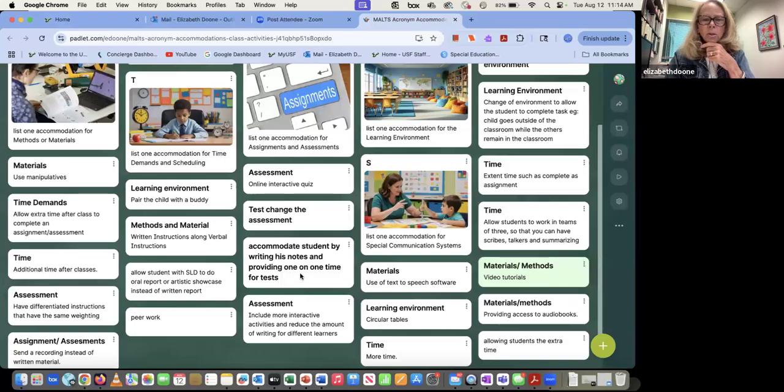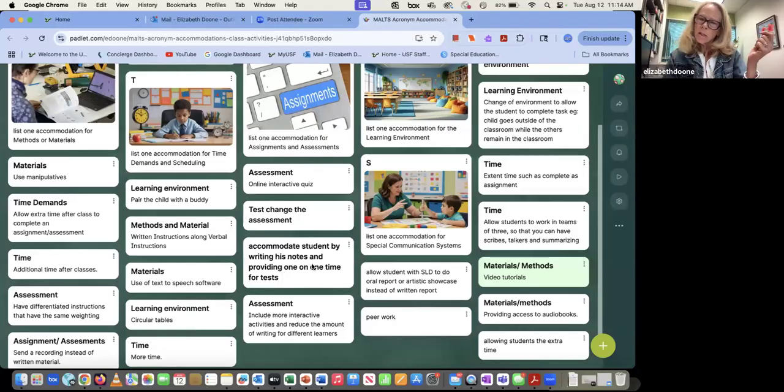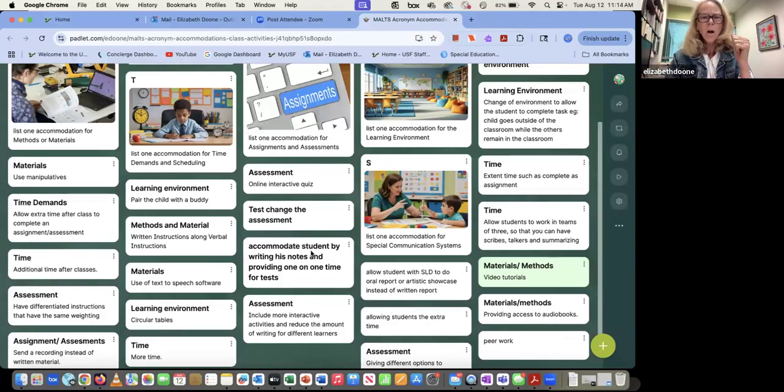Accommodate a student by writing his notes and providing one-on-one time for tests, very helpful. And you don't have to write his notes totally. You could provide guided notes where you write part of it and they write some part in, or you could frame it or use a graphic organizer. Or they could have a peer buddy who writes the notes, and they share and go over them together, because just having somebody else write them might not be helpful for them.